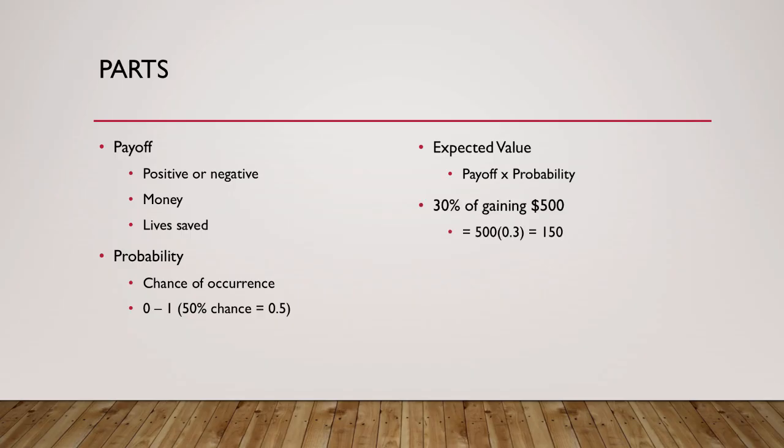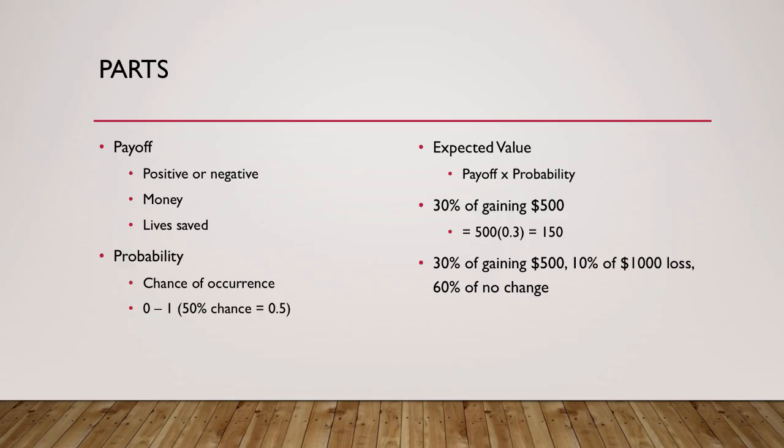So if I have a 30% chance of getting $500, all we do is multiply the payoff by the probability. 500 times, again, 30% is 0.3. 500 multiplied by 0.3 is 150. So my expected value from that situation is $150.